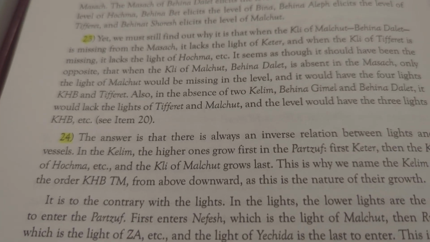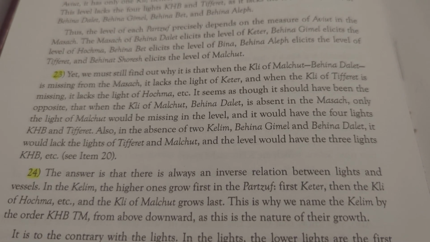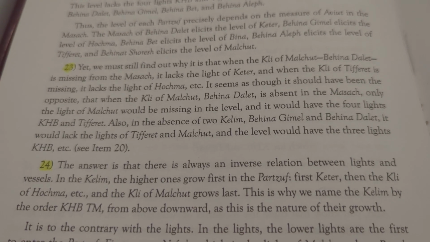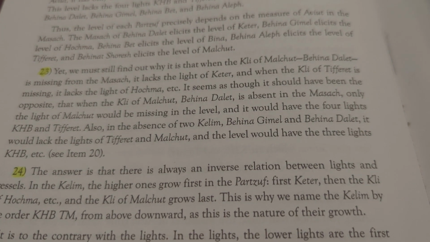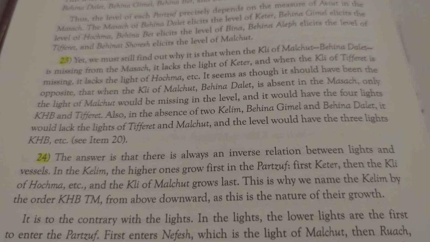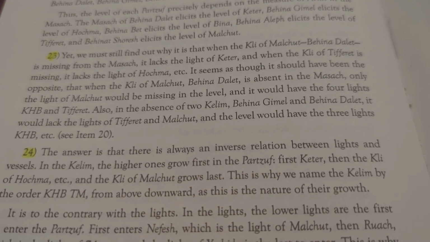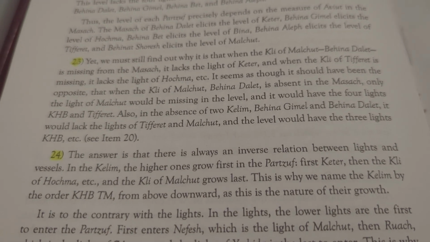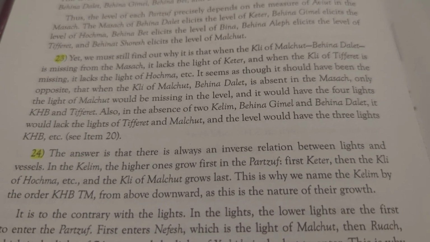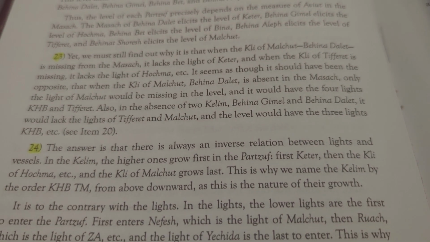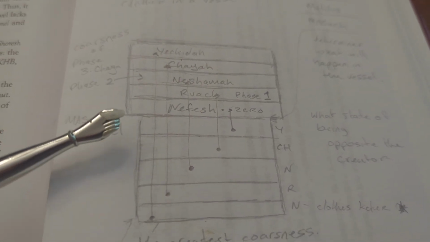So continuing on, it says in item 24, the answer is that there is always an inverse relation between lights and vessels. In the Kelim, the higher ones grow first in the Partzuf, first Keter, and then the Kli of Hochma, etc. And the Kli of Malchut grows last. This is why we name the Kelim, the vessels, by the order of Keter, Hochma, Bina, Tifferet, and Malchut, from above downward. This is the nature of their growth. So I have a little diagram here, and you could say this is Keter, Hochma, Bina, Tifferet, and Malchut.